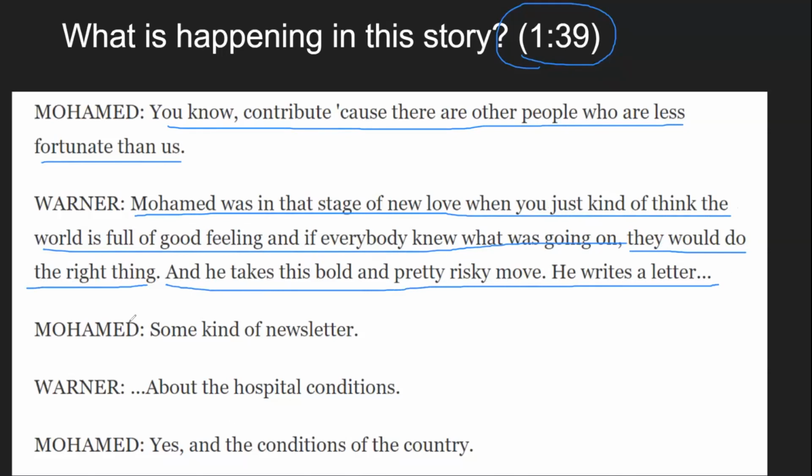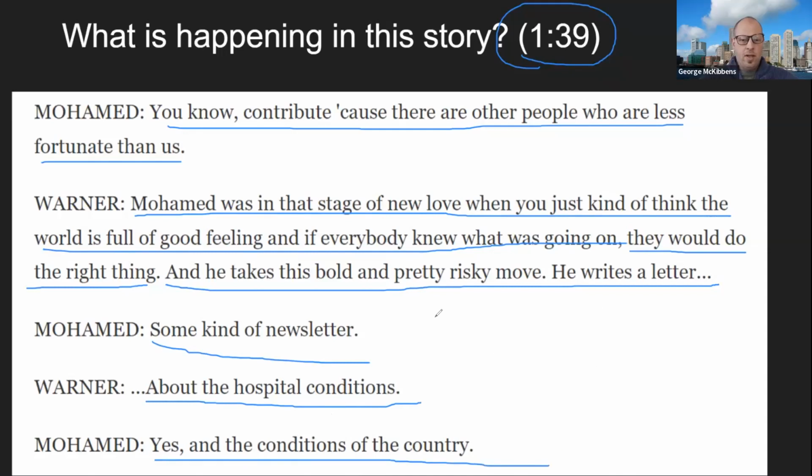He writes a letter, some kind of newsletter about the hospital condition. Yes, and the condition of the country. All right. Excellent. So that's a way to give the premise of the story. Somebody else who can explain the situation. This is the very beginning of the story, and we're looking at the premise. What exactly is happening here?